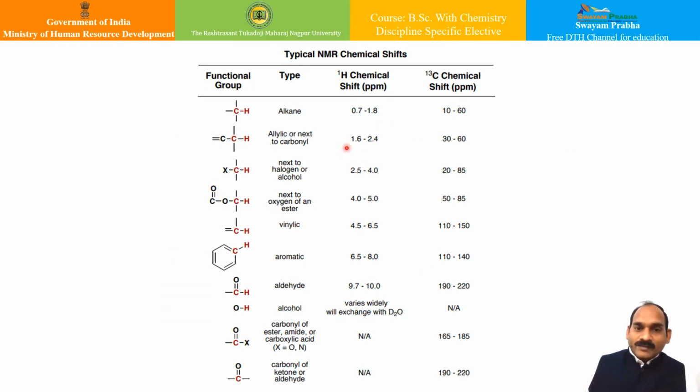This table shows the typical NMR chemical shifts. The functional group is given in this column, the type of organic moiety is given, the H1 chemical shift is given, and the C13 chemical shift is given. We'll see what the H1 chemical shift is right now. For alkane it is 0.7 to 1.8. Then for carbonyl compounds or allylic compounds, it is 1.6 to 2.4, and so on. These are references which you can obtain from any of the standard textbooks.